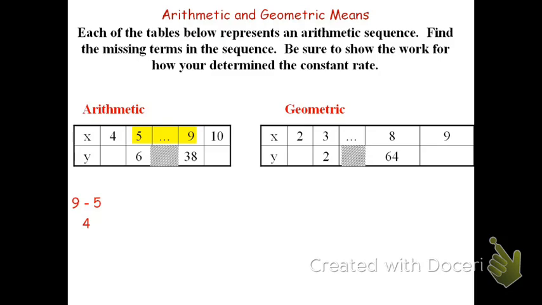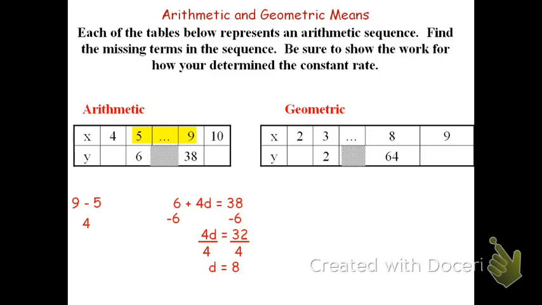So if I take 6 and add 4 differences, I should get 38. To write an equation for this, I would say it's 6 plus 4d equals 38. I can now solve this equation. If I subtract 6 from both sides, I get 4d equals 32. Divide by 4, and I get that d is 8. This tells me that this arithmetic sequence has a common difference of 8.